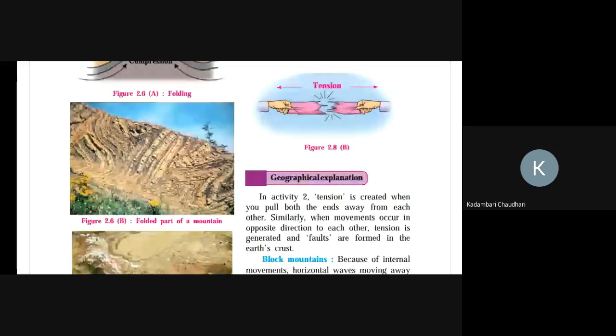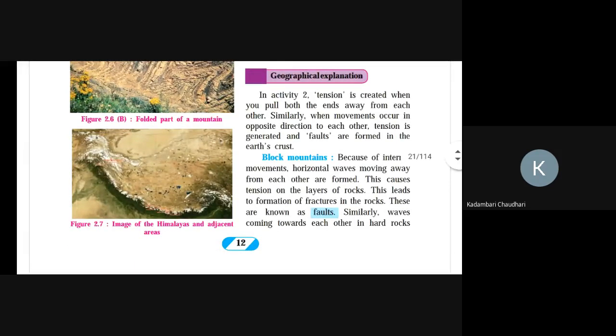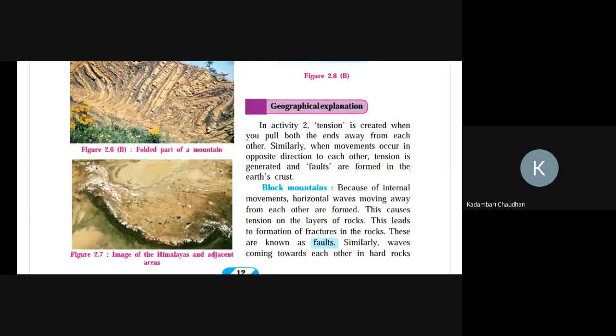Okay, figure 7, images of Himalayas and adjacent area. So basically this is the north part of India and China. See here, at the place where the China and India border is, obviously at that place you can see the elevation or uplifting, that is the Himalaya. Okay, because at this place the Indian plate and Chinese plate collided with each other. Okay, and why did they collide? Because below that plate there are waves moving towards each other.